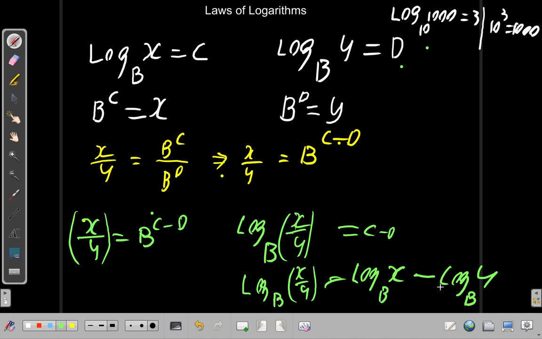Good. So that's another law of logarithms. In fact, it was the second law that we looked at. We're going to continue looking at the laws of logarithms in another video. So I'll see you then.